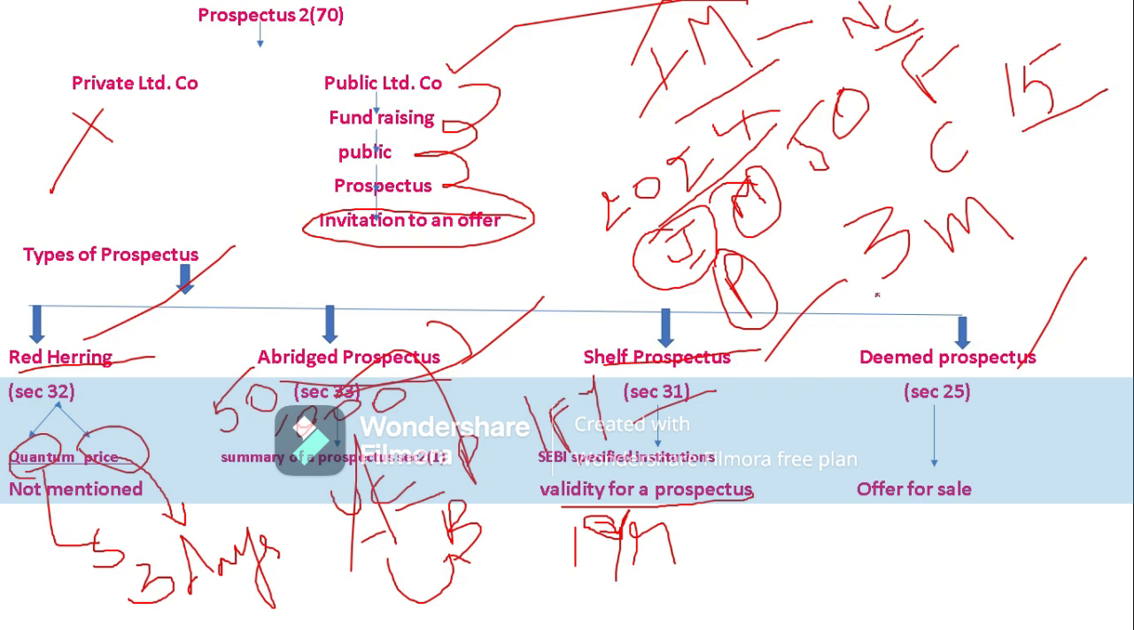Next, if we see the deemed prospectus, what is a deemed prospectus? According to this, it provides that any document through which an offer for sale is made to the public shall be a deemed prospectus. Offer for sale to the public is considered a deemed prospectus. An offer for sale means a notice, a circular, an advertisement; anything will be considered an offer for sale.